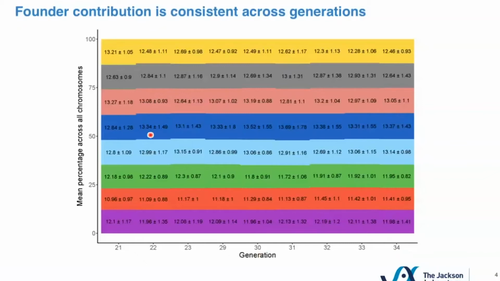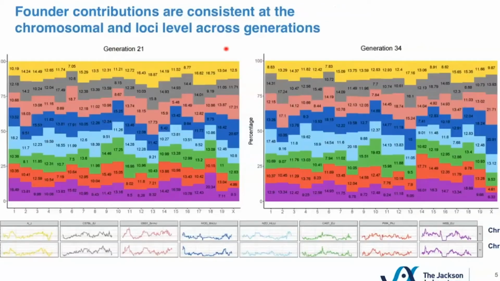But what you'll see when looking at the population as a whole across each one of these generations is that the percent contribution from each one of our founders is really consistent across the generations. And we were so happy to see this, that we're not having big fluctuations in founder contribution, that we have maintained what was there since generation 21 from our breeding scheme of this population. But we also wanted to look a little bit deeper. That's the big picture: the whole population and all of their genomics.